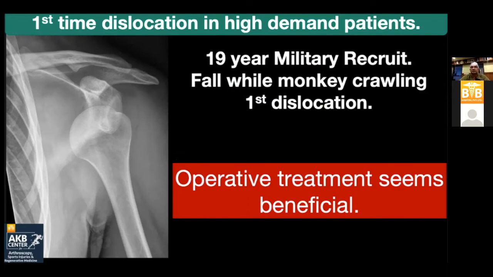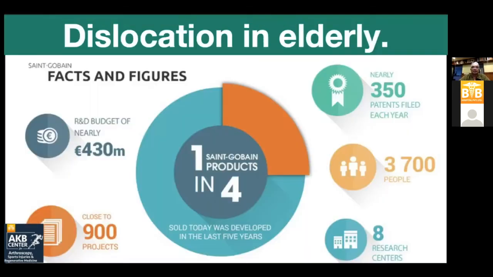This is just a case scenario in which a 19-year-old military recruit fell while monkey crawling. He had a first dislocation. So this type of patient, who is a very high demand patient, a recruit who has to go back to his training, probably operative treatment seems to be beneficial in this group of people. The same thing applies to a very elite sportsman as well. The second important point is dislocation in the elderly.